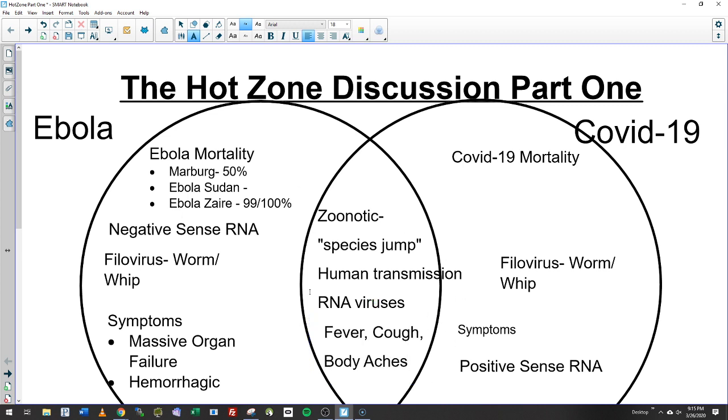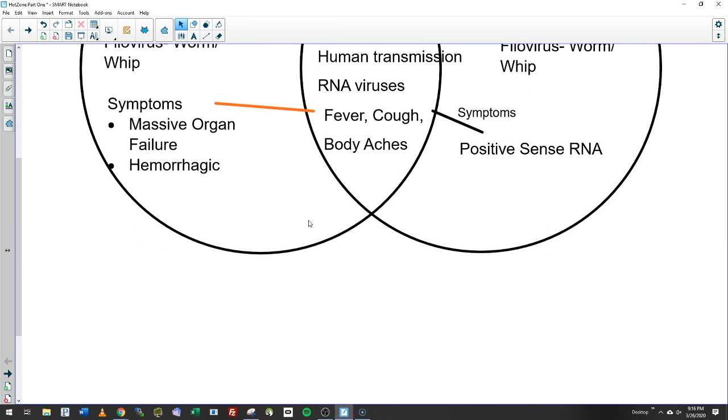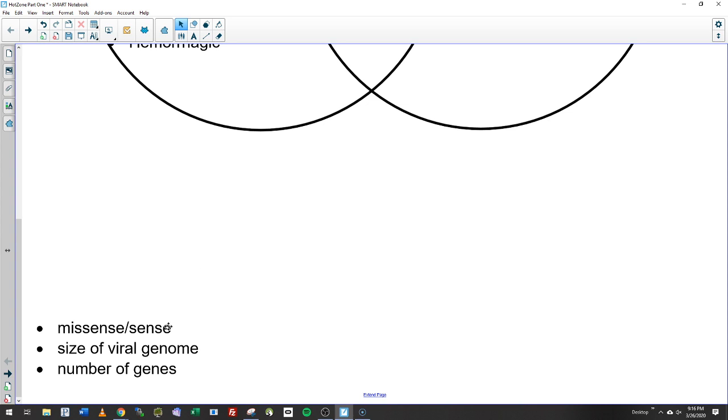Then you start talking about the divergence of these symptoms, which probably has to do with some of the viral proteins that are present, which I'm going to talk to you about in a little bit, with the symptoms and how we distinguish them. There are a couple other things that I just want to point out here that I was hoping maybe someone would pick up on. Lily picked up on sense, positive sense versus negative sense.